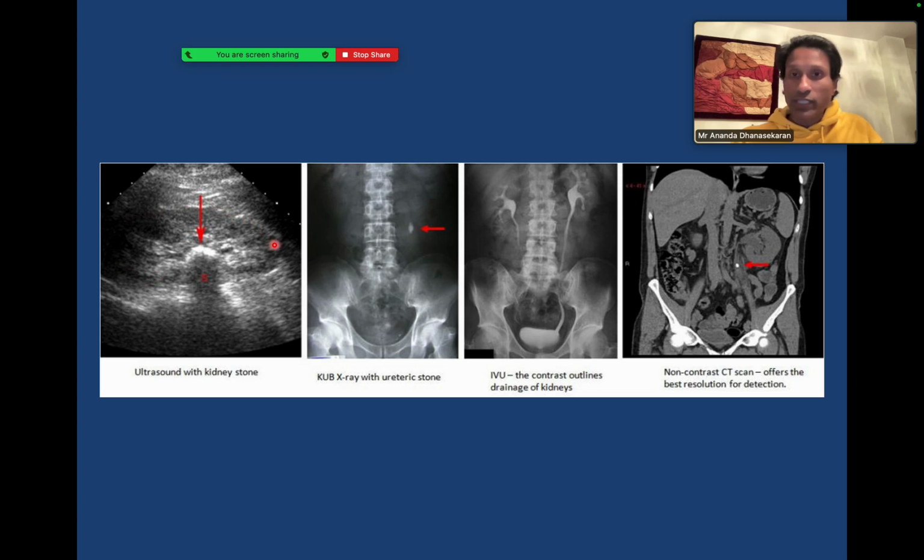That's how you are able to see the kidney. So the kidney has got an outer cortex, which is hypoechogenic, while the inner medulla is hyperechogenic. In the hyperechogenic medulla, you can see significant hyperechogenicity due to the stone, and the stone produces a characteristic shadow. It is known as a post-acoustic shadow.